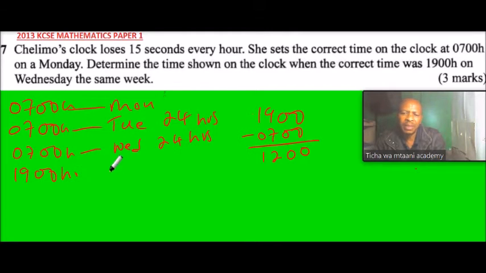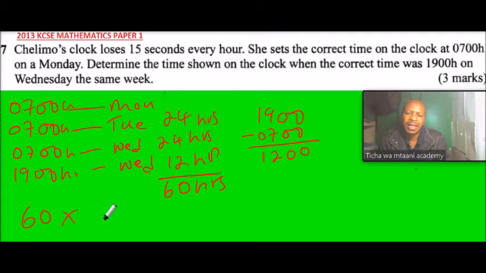This is time, 24-hour system. The same Wednesday, you have 12 hours. So if you total the number of hours, 24 plus 24 is 48, plus 12, you get 60 hours. Because she's losing 15 seconds every hour, it means for 60 hours, she'll lose, multiply by 15, this will be 900 seconds. So to convert this to minutes, you can divide by 60. You find this is 15 minutes.